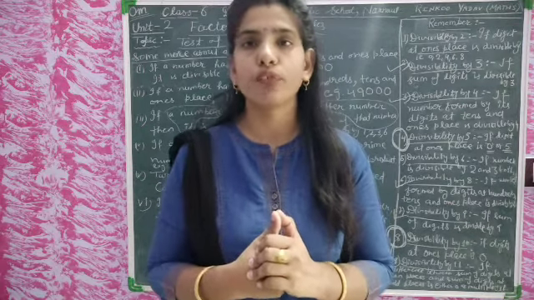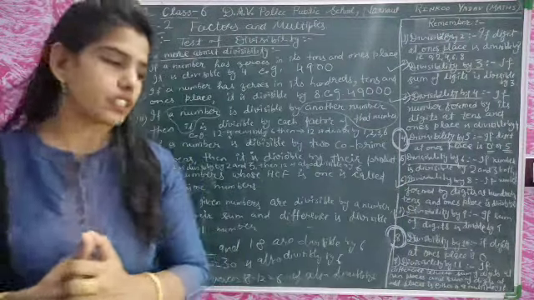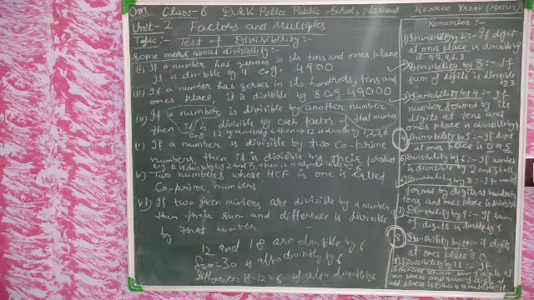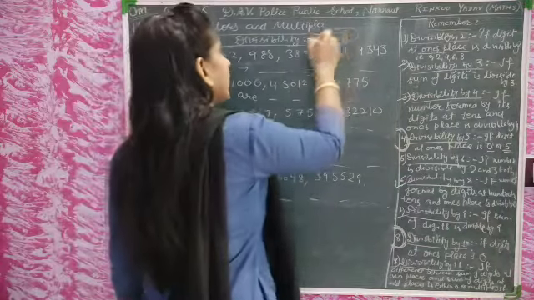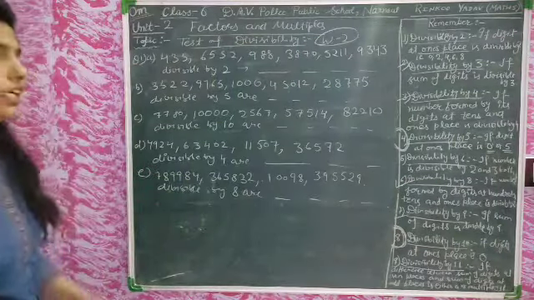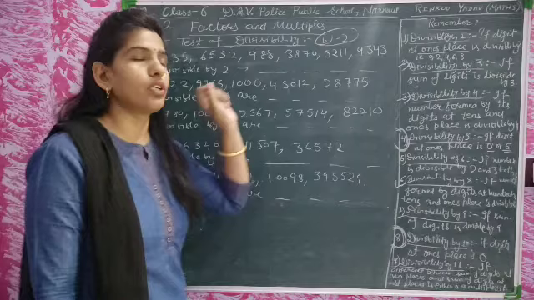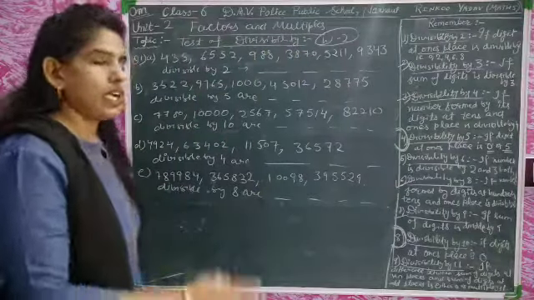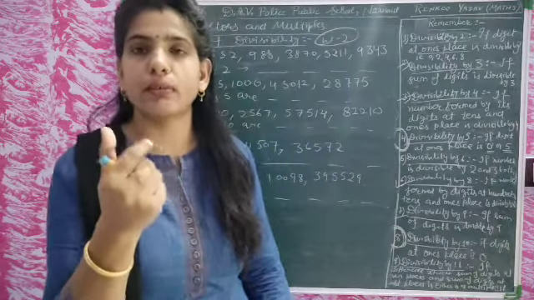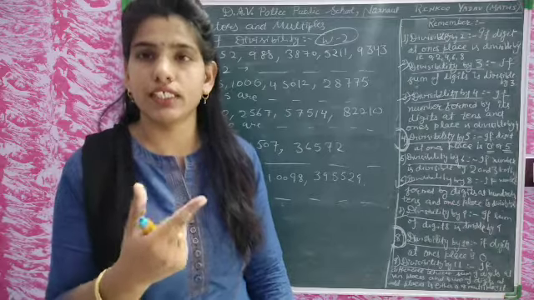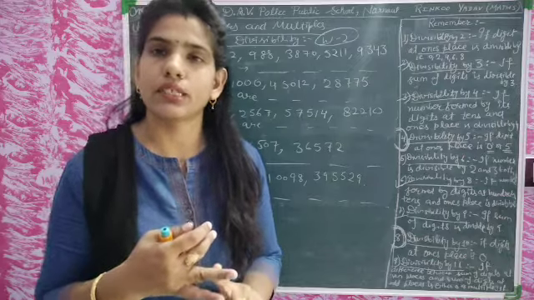Okay students, now we will do worksheet 2 and 3. Let's see. Worksheet 2 is there. In worksheet 2 there is question 1, part A. These numbers are given and we have to show which are divisible by 2. The rule for divisibility by 2 is that if the ones place digit is 0, 2, 4, 6, 8, then the number is divisible by 2.